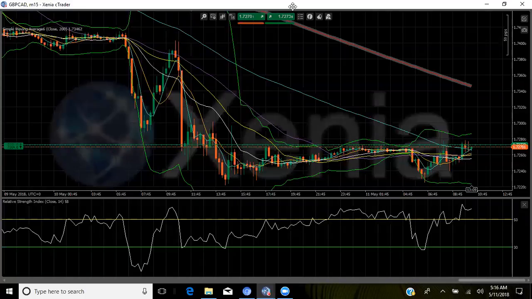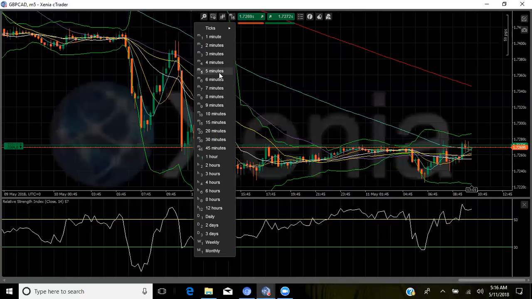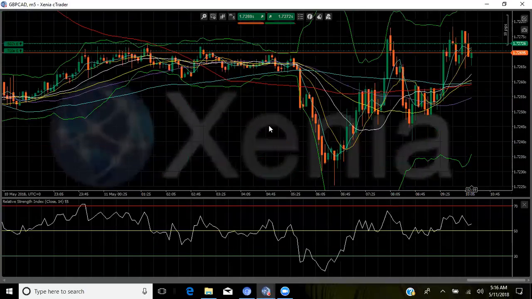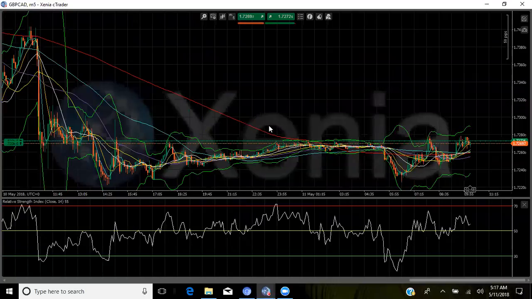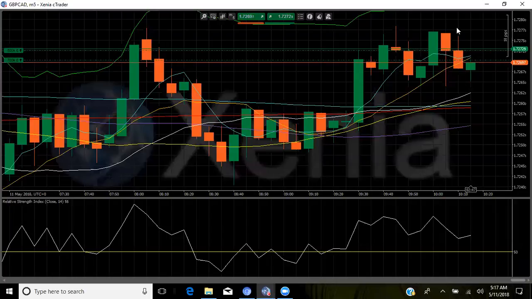And even the 5-minute time frame, I mean, you don't really need to go lower. You can already see what we're looking at. Yep. So showing some consolidation and strength right here, building up over the last 20, 45 minutes. Pound Canada.